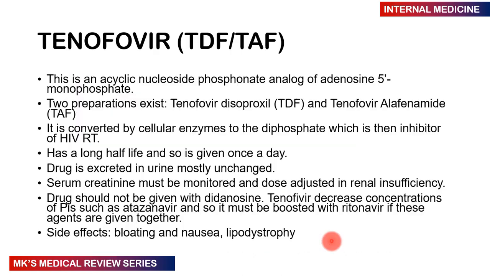The next drug is tenofovir, which is an acyclic nucleoside phosphate analog of adenosine 5' monophosphate. So there are two preparations: tenofovir disoproxil and tenofovir alafenamide. Now, tenofovir is converted by the cellular enzymes to the diphosphate, which is an inhibitor of HIV reverse transcriptase. And it has a long half-life, and so it's going to be given once a day.